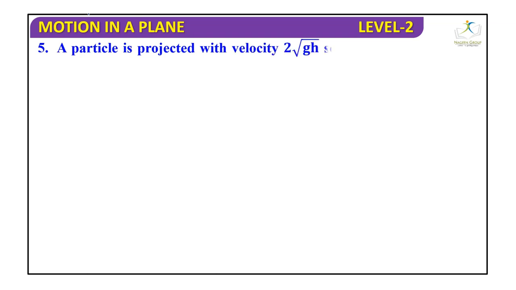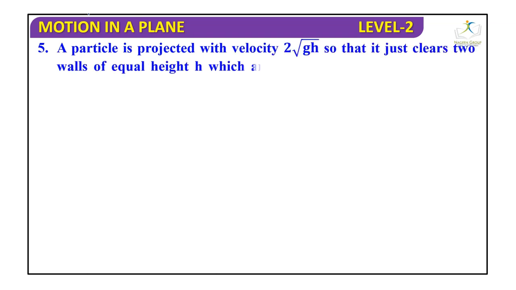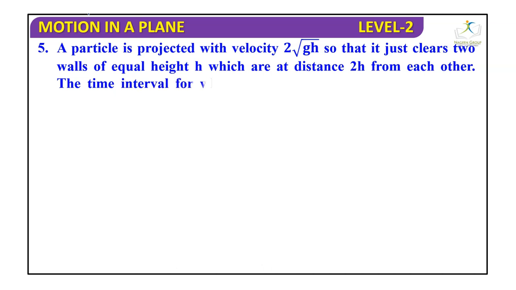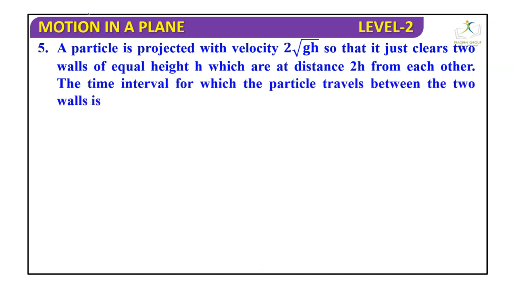Moving ahead with the next question, a particle is projected with the velocity u equals root gh so that it just cleared two walls of equal height h which are at distance 2h from each other. The time interval for which the particle travels between the two walls is 2 times root of h by g, root of h by g, root of 2h by g, and root of h by 2g.